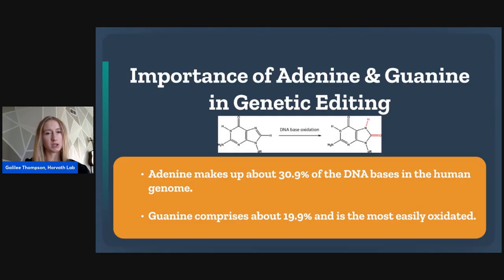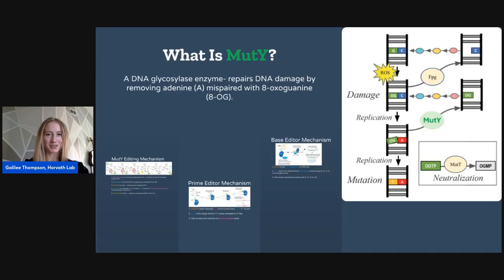But before we get into our DNA editing systems, another point I would like to talk about is the importance of adenine and guanine bases in genetic editing. First, adenine comprises about 31% of all of our DNA bases in the human genome. Guanine comprises approximately 20% and is also the most easily oxidized. Now, why is this important? Well, here we get to talk about my favorite enzyme, MutY.